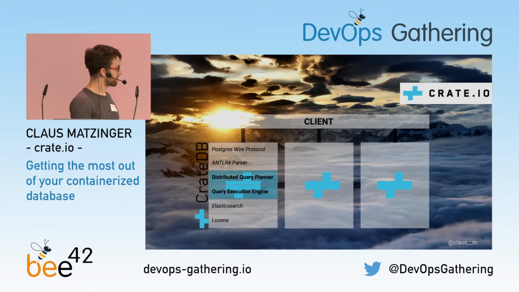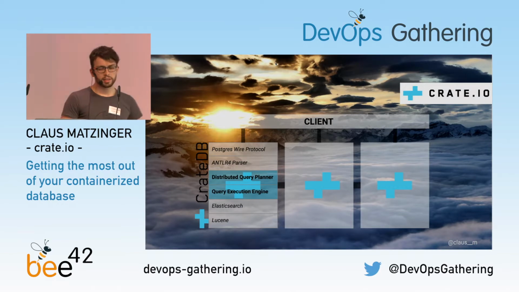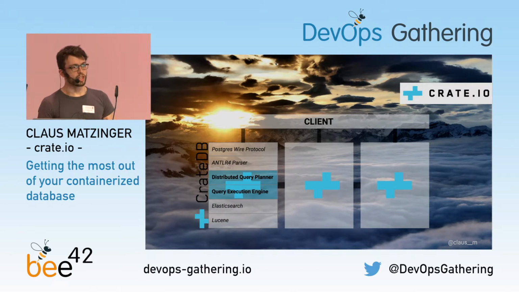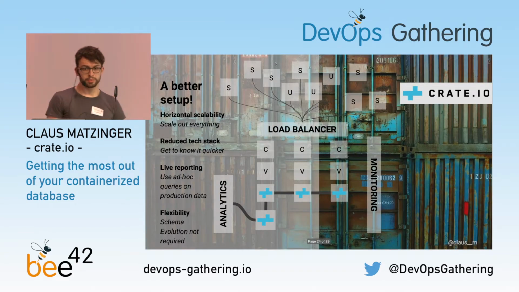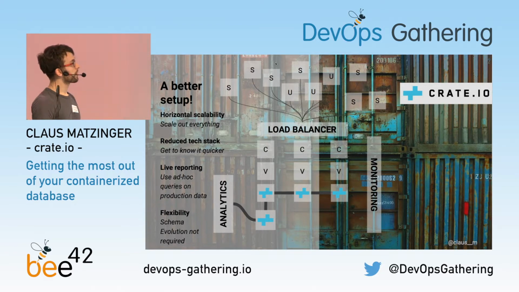For the clustering, Elasticsearch Zen discovery is used, and we use Lucene as the storage engine beneath all that. What we usually do with our clients is propose a better setup, and this is of course a vastly simplified version of that.